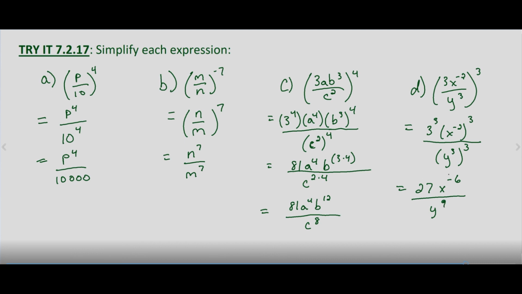And we want to get rid of that negative exponent, so our last step is to move this x term to the denominator and change the sign of the exponent, so we end up with 27 over x to the 6th times y to the 9th.